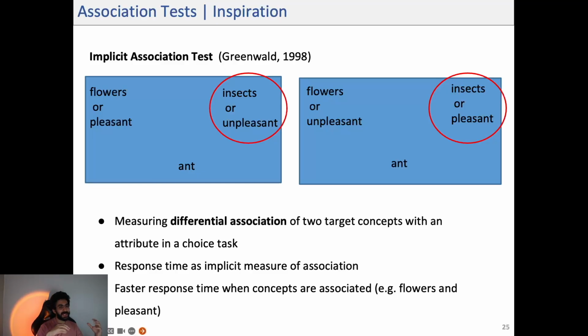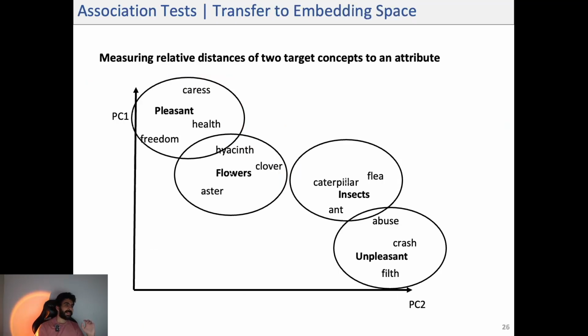We can test if a model implicitly encodes social biases, for example, whether certain genders are more closely associated with specific jobs. And just like in psychology, we don't need to ask the model directly. We just watch how it behaves under controlled tests. It's a nice way to probe the mind of a model using methods originally designed to probe the human mind. Now let's take that idea of association testing and bring it into the world of embeddings. Instead of measuring human reaction times, we now look at distances between vectors in the vector space.